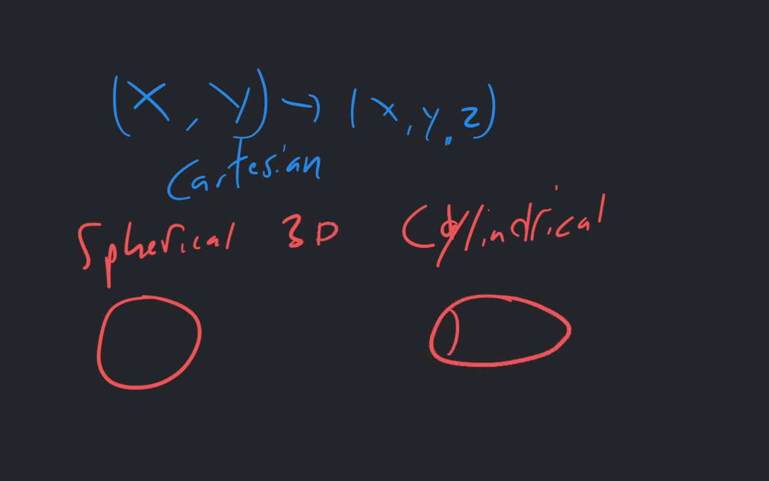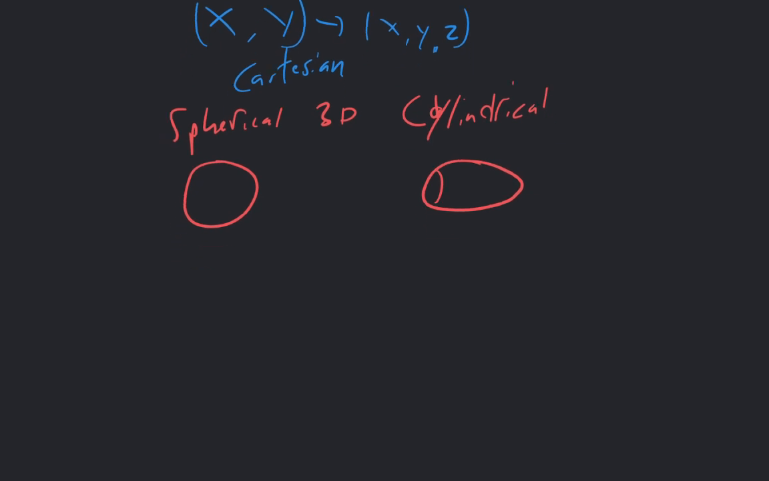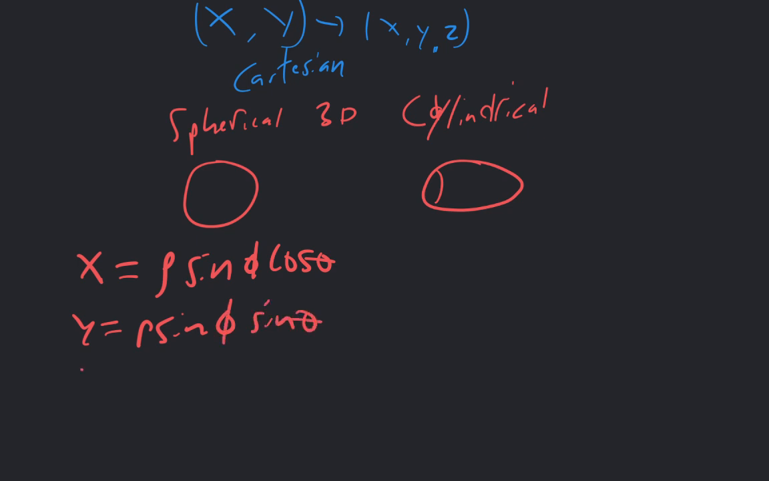Cylinder is like a can of soda. Spherical is like a ball, or like Earth. And in order to make this sort of change, you have to make some sort of substitutions. For spherical, x is equal to rho sine of phi cosine theta. Y is equal to rho sine of phi sine of theta. And z is equal to rho cosine of phi.